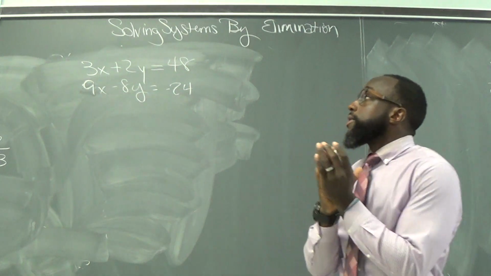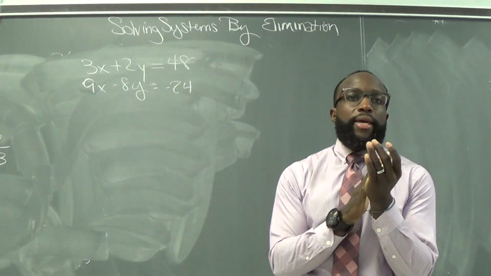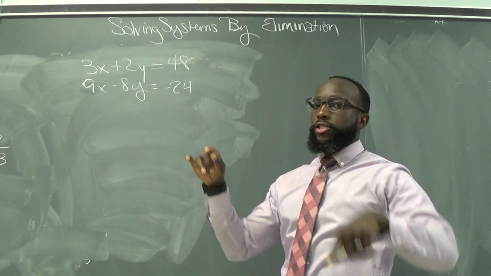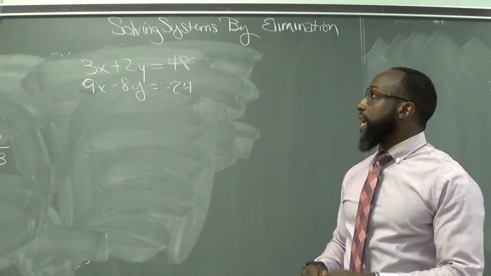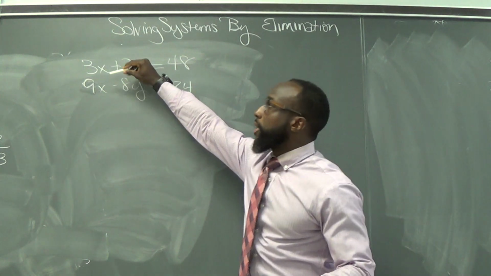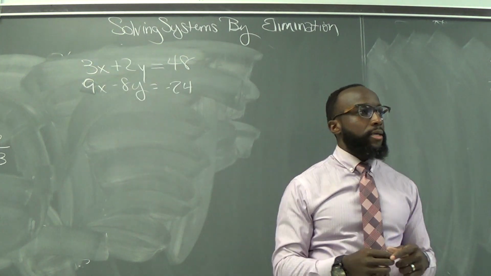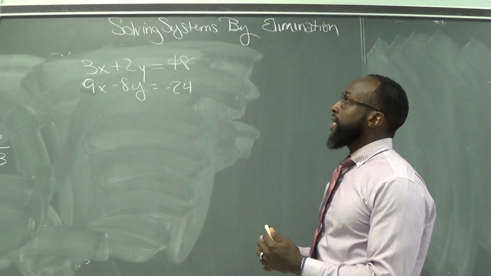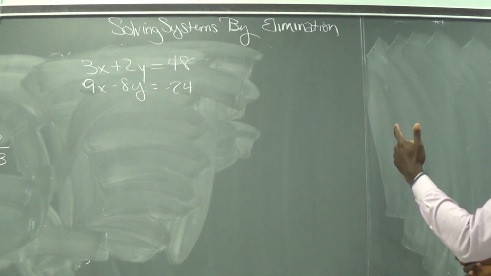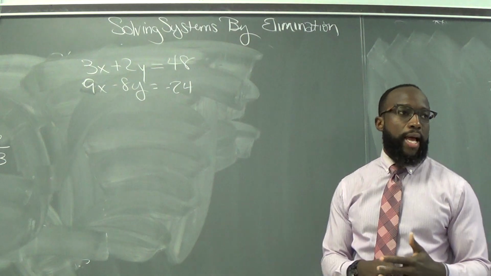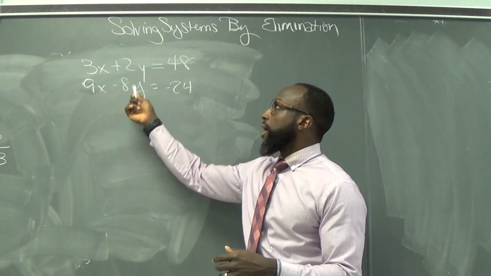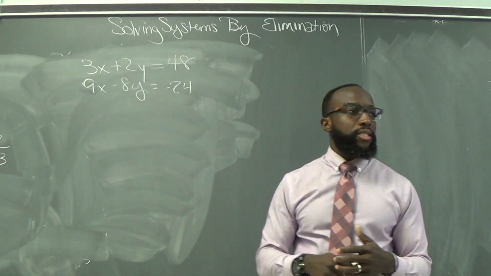And so solving by elimination means that we're going to choose which variable to eliminate. Do we want to eliminate the x's or the y's, right? And essentially what you want to do is choose the one that's going to be the easiest to change. Right? So looking at this, which one might be the easiest to change?